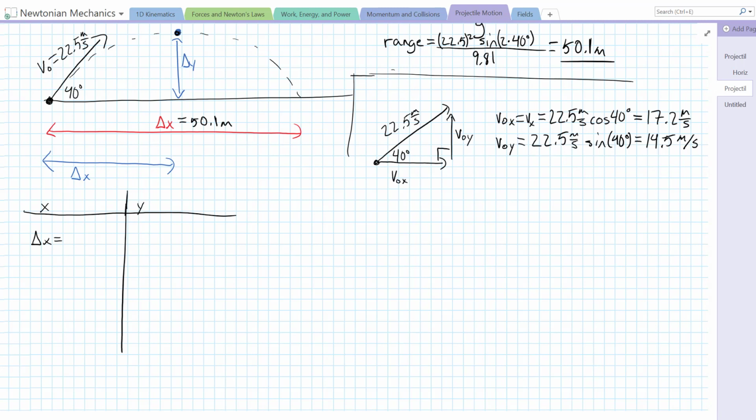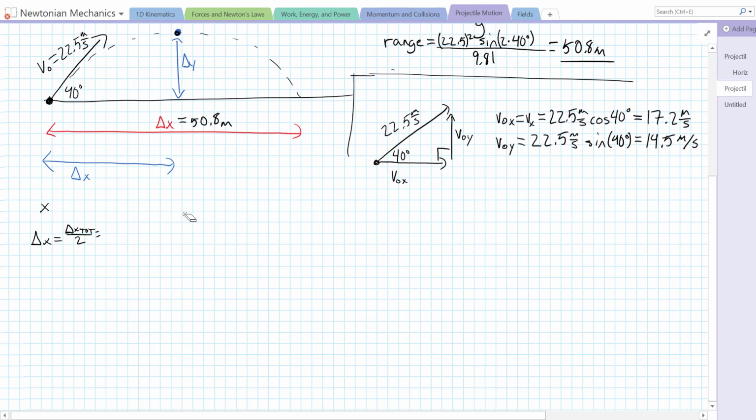And as I say that, I realize I made a typo earlier on the range. It's not 50.1, it's 50.8 meters. Let me just fix that. Because of the symmetry, the horizontal distance to the maximum, or the top of the trajectory, is half of our total range. So we just do 50.8 over 2. Delta x total over 2 equals 25.4 meters.